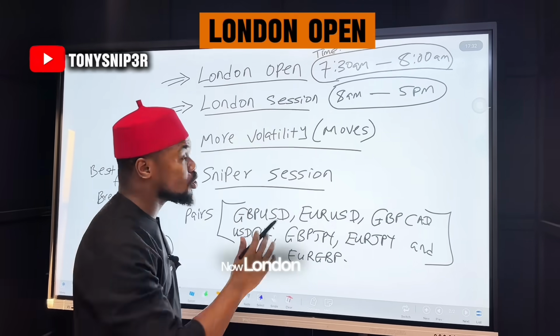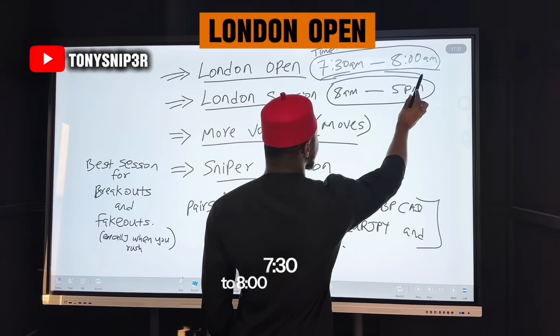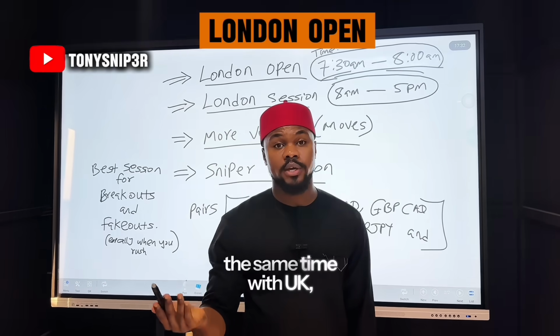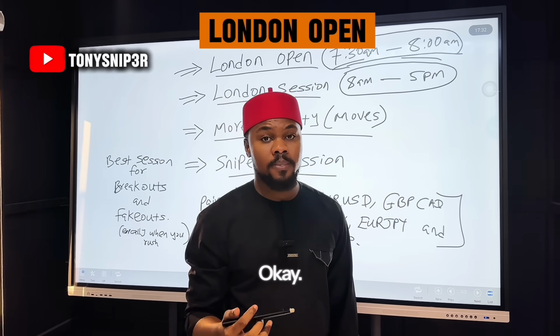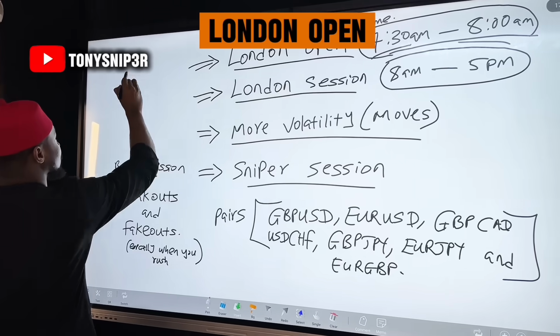Firstly, let's start with what is London Open. Okay, now London Open happens around 7:30 to 8 a.m. Nigeria time. Remember, Nigeria uses the same time as UK, some part of UK.